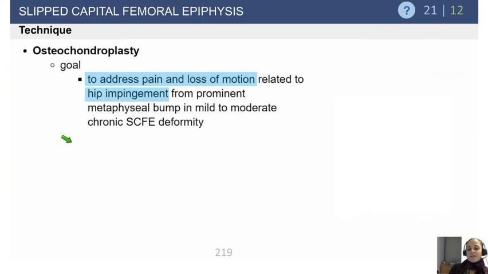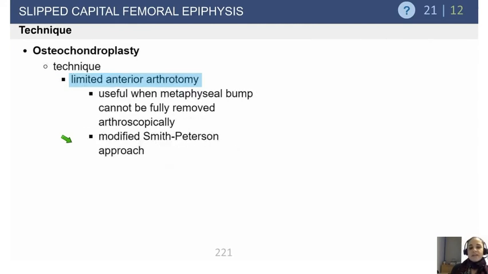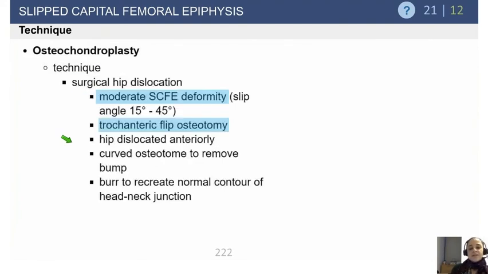Osteochondroplasty, the goal is to address loss of motion in patients with mild to moderate slip deformities. This can be done through arthroscopy for very mild deformities. It can be done through a limited anterior arthrotomy, again, for more mild to moderate deformities. And patients with moderate to severe deformities, it can be done through a surgical hip dislocation approach. And this can be combined with a proximal femoral osteotomy at the same time.